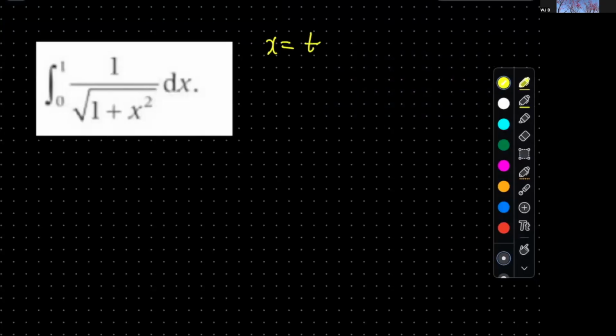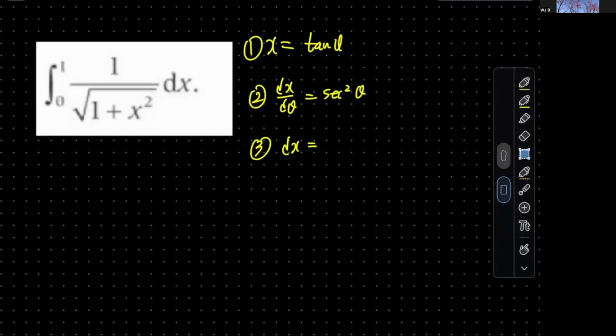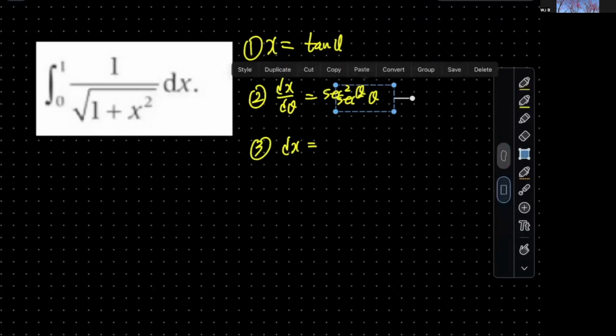It is a tangent theorem, right? And it has to come from your natural practice. Very good. So I'm going to start with x equal to tangent theta, no problem. Then number 2, I'm going to take the derivative, which is secant squared theta, but it's actually okay to leave it as secant squared theta. And number 3 is dx is equal to secant squared theta times d theta.